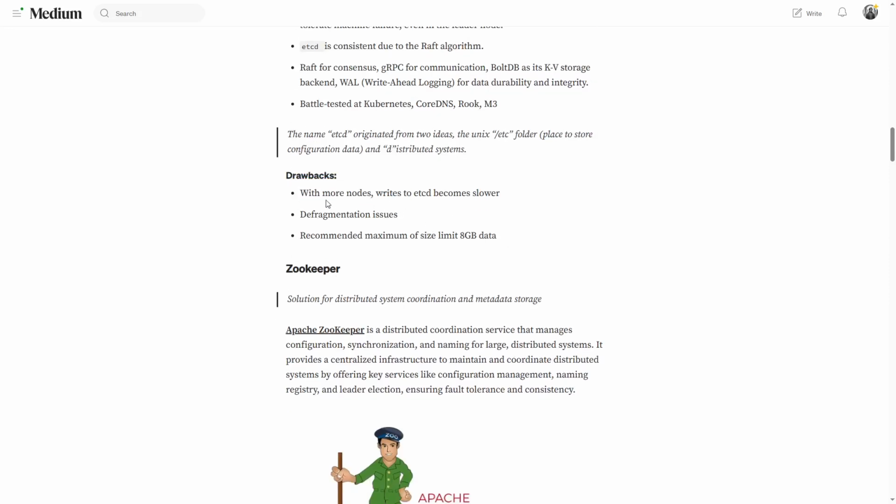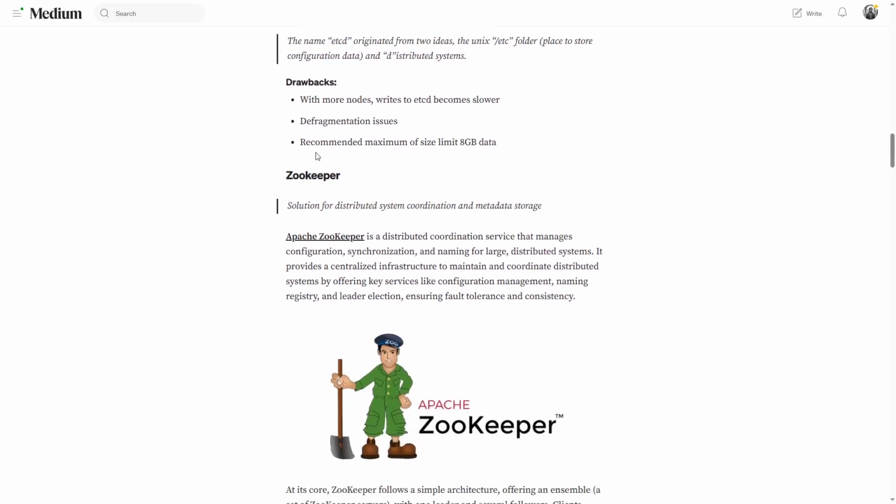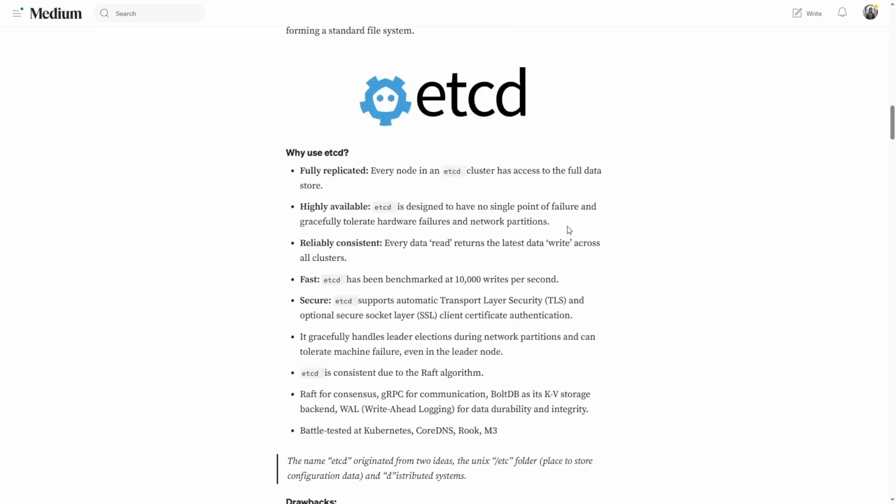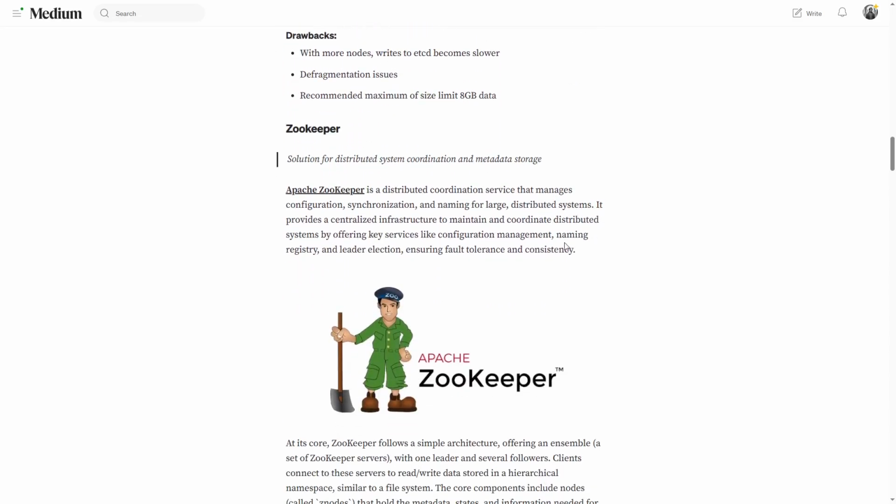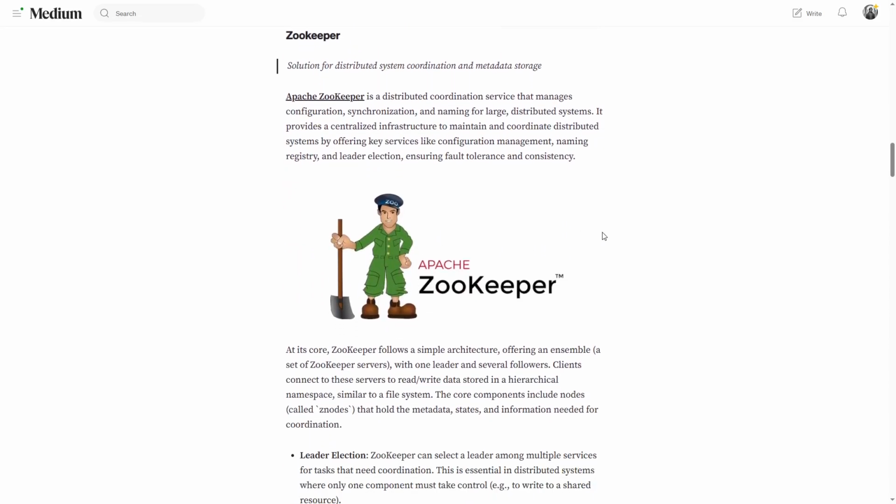The drawback is that with more nodes, writes to etcd become slower, and the reason for that is disk fragmentation, which is mentioned next. We have seen that if you manage more than 7,000 or 8,000 nodes in a Kubernetes cluster, at that time you will notice defragmentation issues come up, and also the maximum size limit of the data is 8 GB, which is something we have to take care of. So etcd is a very good solution when it comes to key value stores.